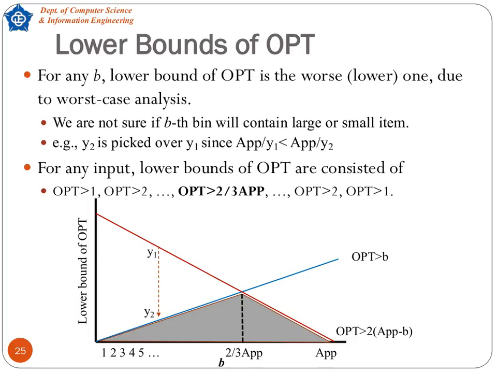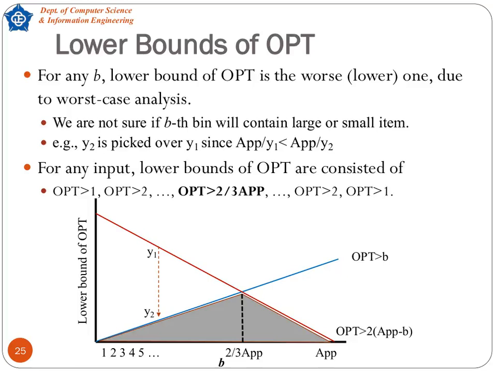Building upon our understanding of optimal solutions and the conditions we just discussed, this slide delves deeper into the crucial concept of lower bounds for OPT, which, as we know, refers to the optimal solution itself. First, for any B, which represents a number of bins or a similar parameter, the lower bound of OPT is often considered the worse or lower one. This is primarily due to the nature of worst-case analysis, where we prepare for the least favorable outcomes.